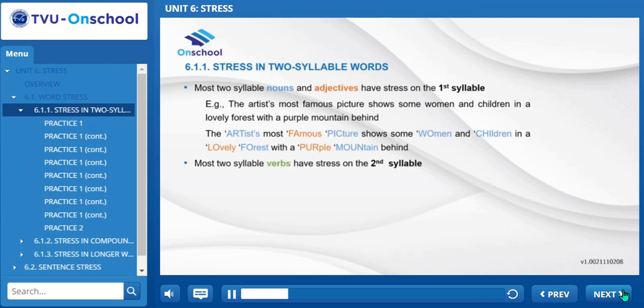Now, most two-syllable verbs have stress on the second syllable. For example, this sentence: escape to Scotland, forget about work, just relax and enjoy the scenery. Can you find the verbs in this sentence? Pause the video and try to find them first.